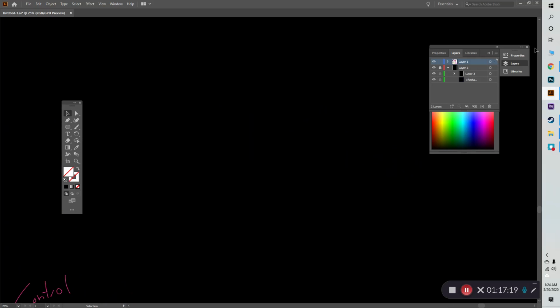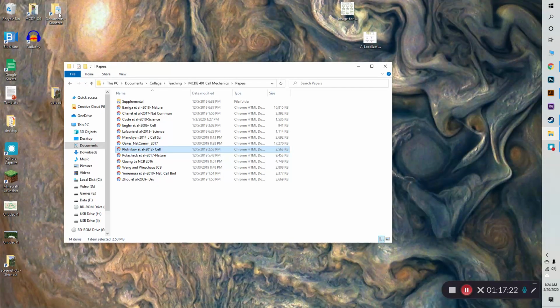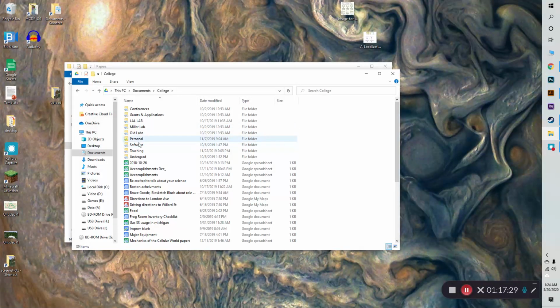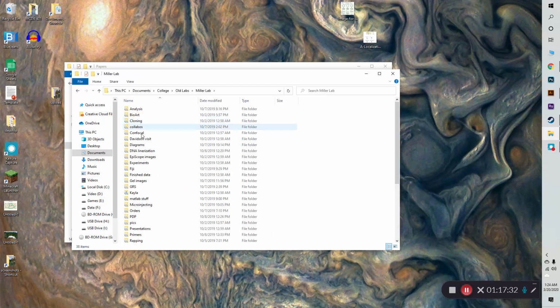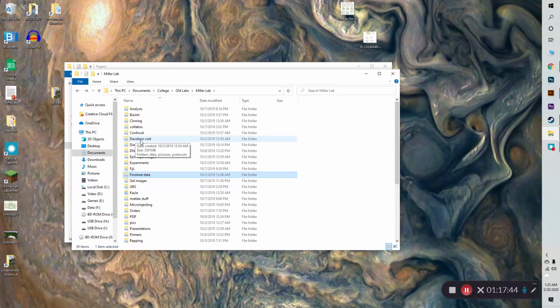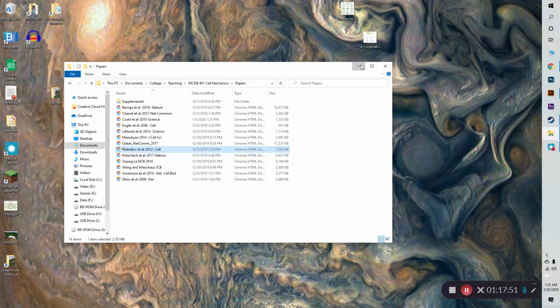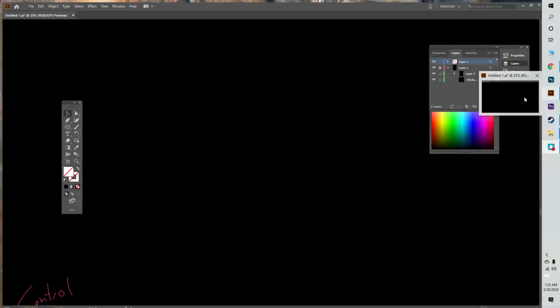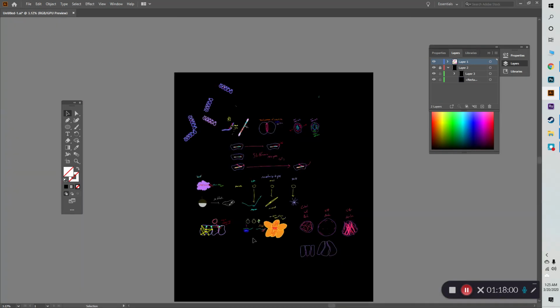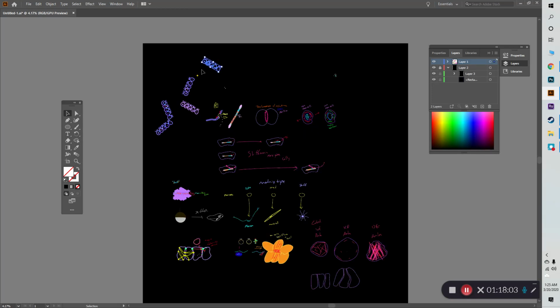Actually, you know what? I actually have a nice epithelium that I made. Let me see if I can find it. Old labs, Miller lab, figures. I don't think I'll be able to find that. No, that was a couple years ago I made that. Okay. Where'd that go? Okay, let's grab a new one.